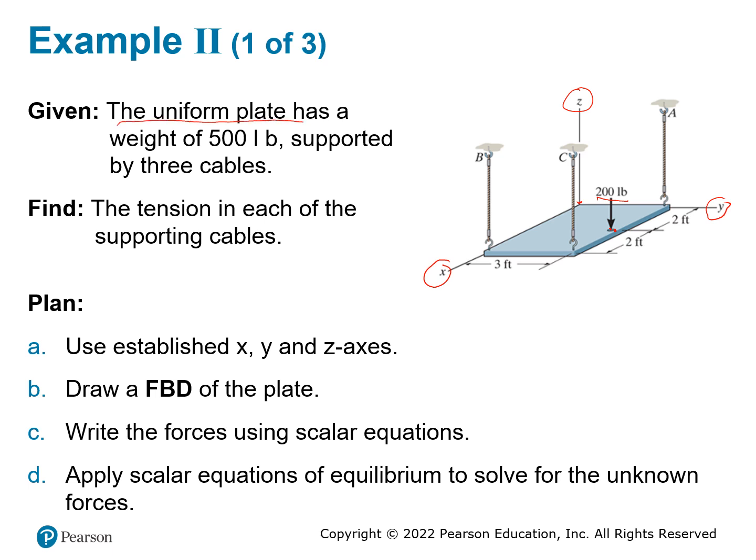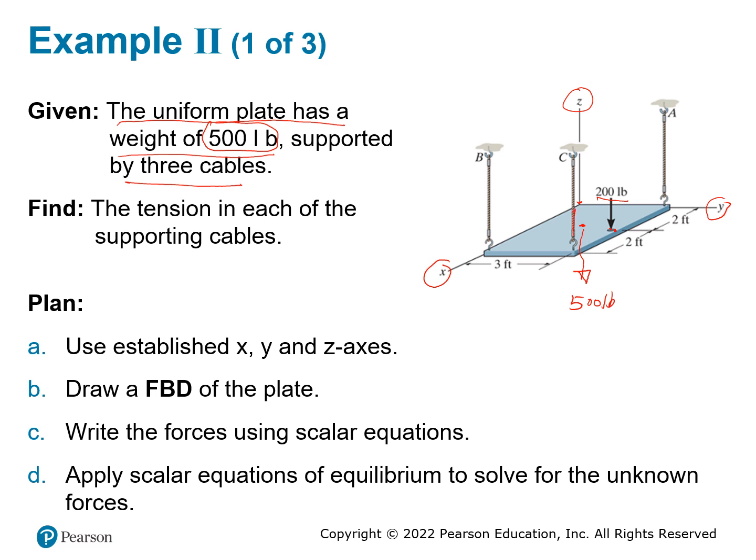The uniform plate has a weight of 500 pounds, supported by 3 cables, which is this one here. Now, pay attention, there's 500 pounds of weight. So when you know this, you're going to put the weight of the plate into this rigid body. We normally put the weight at the mass center of the object. In this case, it's just right at the midpoint here. This is the midpoint of the plate, and we know there is a weight going down, which is 500 pounds.